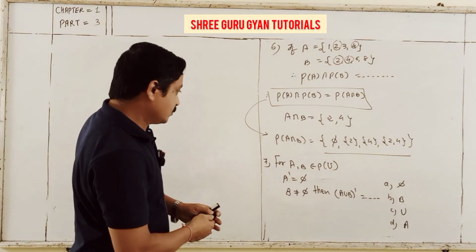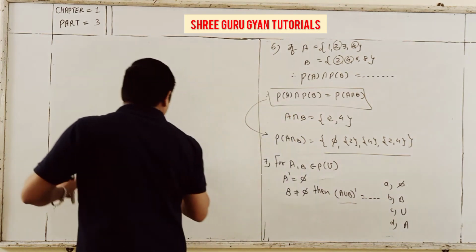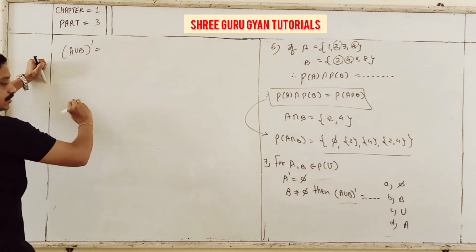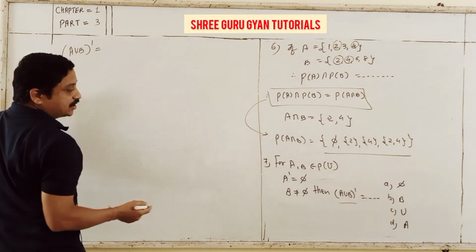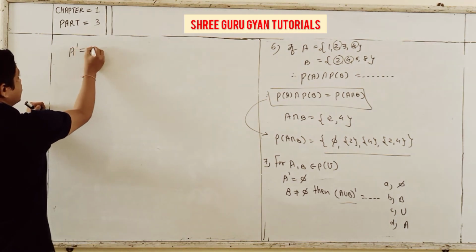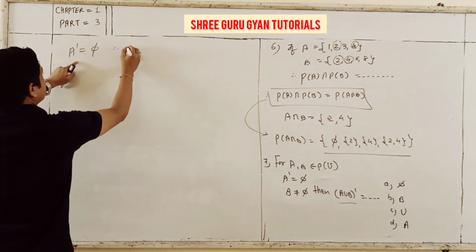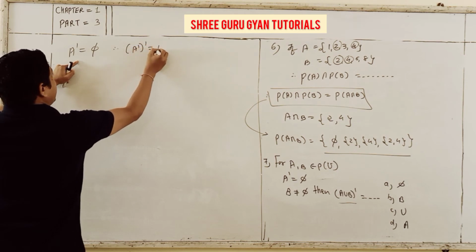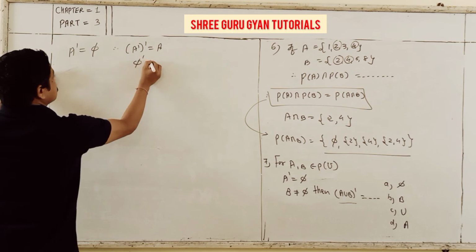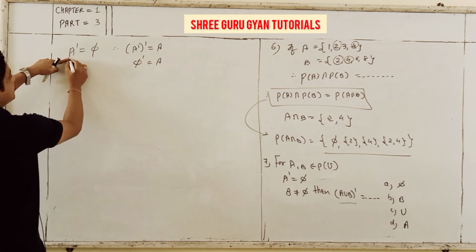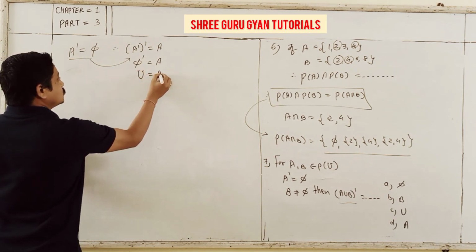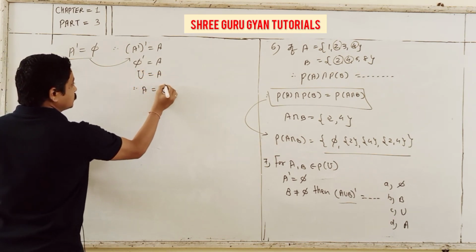A or B, asking that A union B whole dash, and A union B is defined, B is equal to the null set. So A dash is the null set, therefore A dash dash, you know, is A. So here A dash, I mean null set dash, is A. A dash I put here as the null set, and null set dash is U. So A is equal to U.